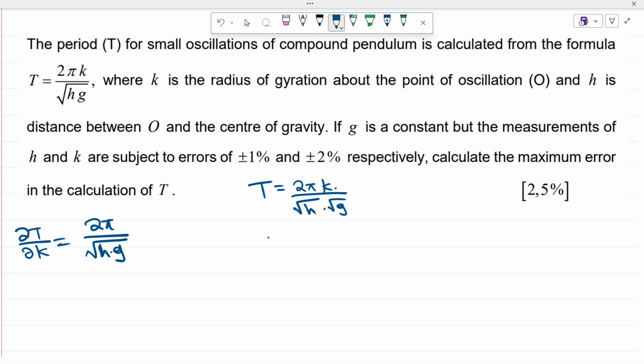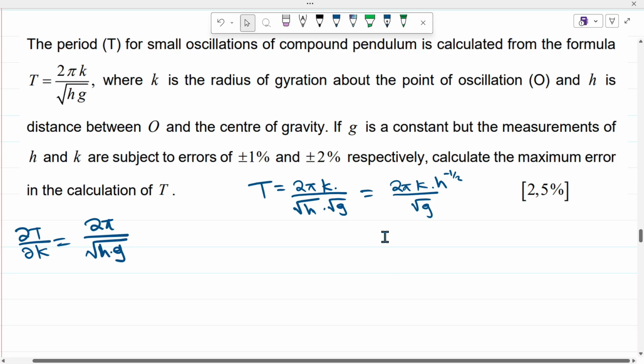So this is again equivalent to 2 pi k multiplied by h to the power negative half divided by root of g, just like that. So this is the same, right? This is the same as that. I just rewrote root of h using an exponent. At first it was positive 1 over 2, and then I took it up, it became negative.